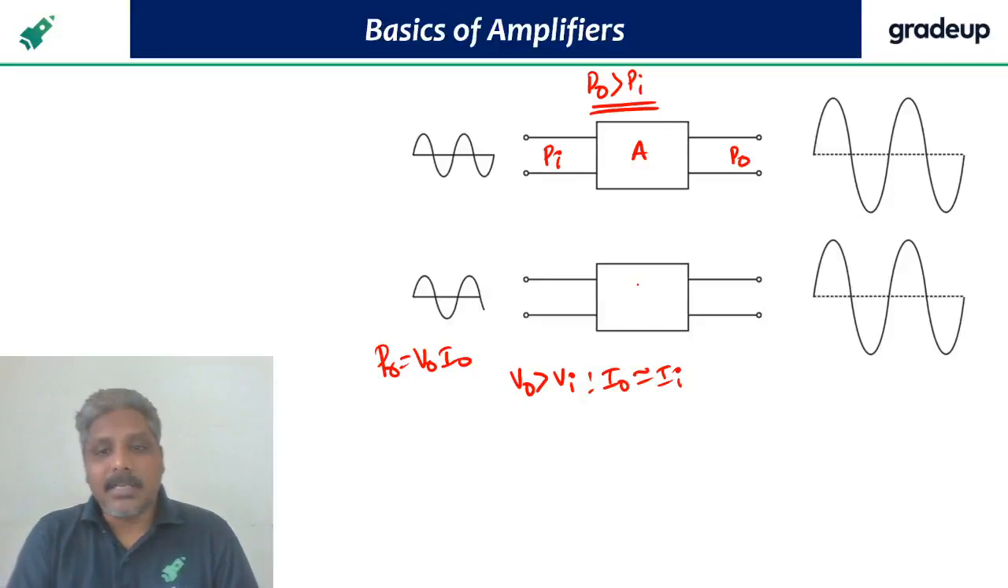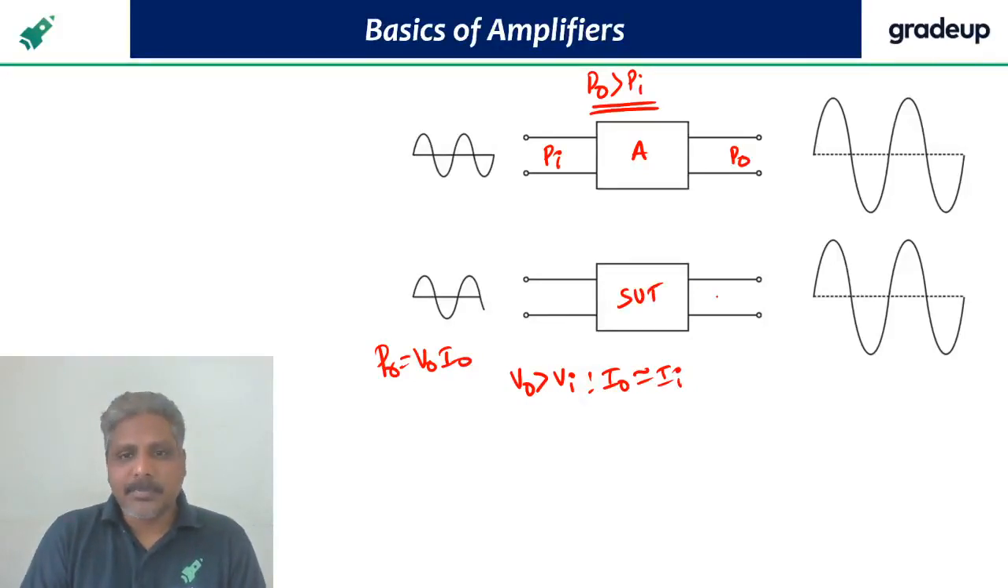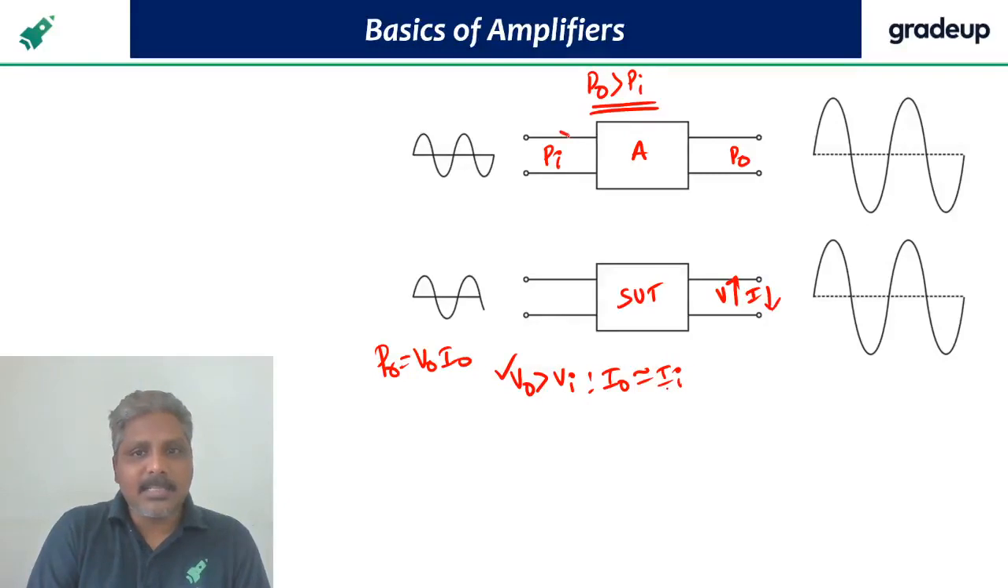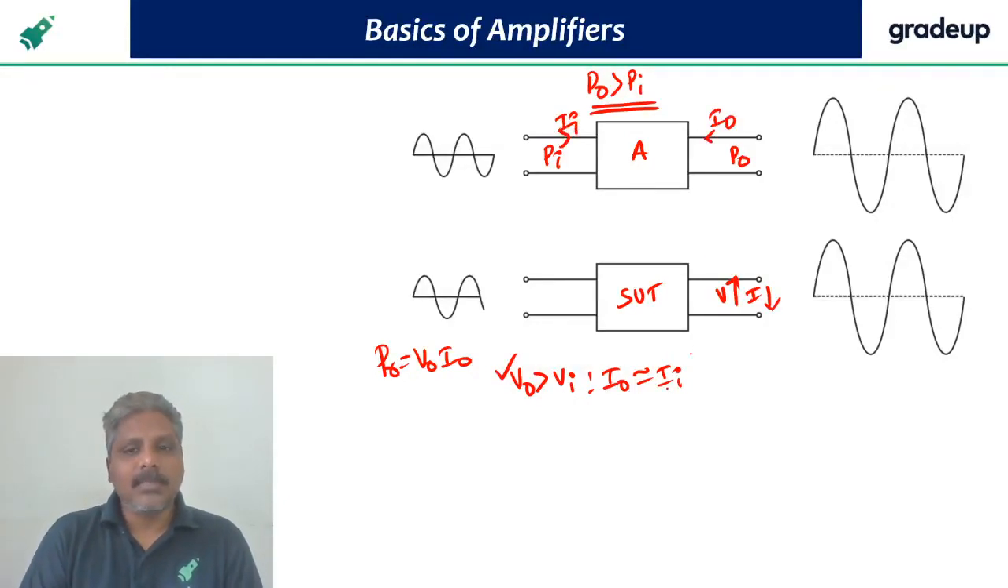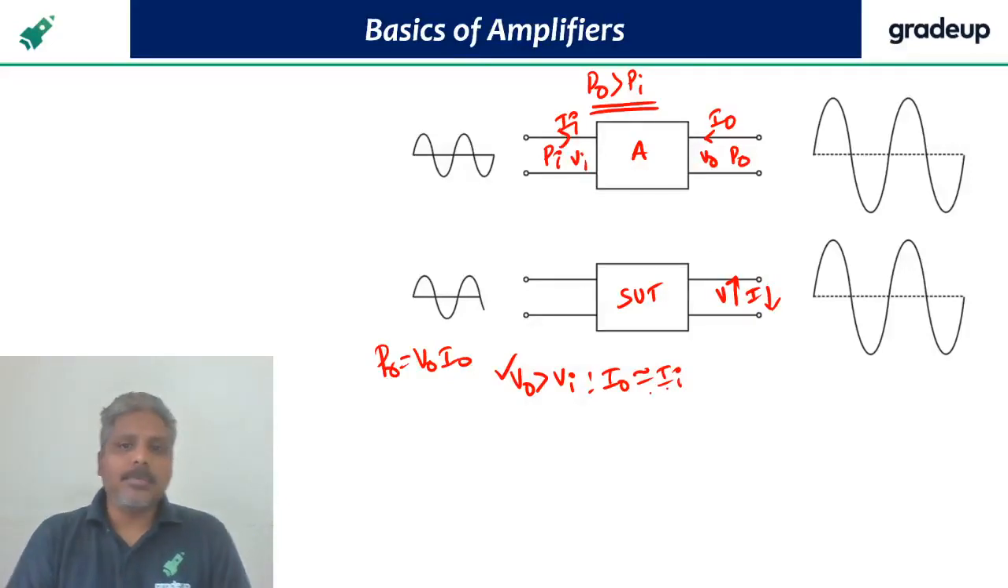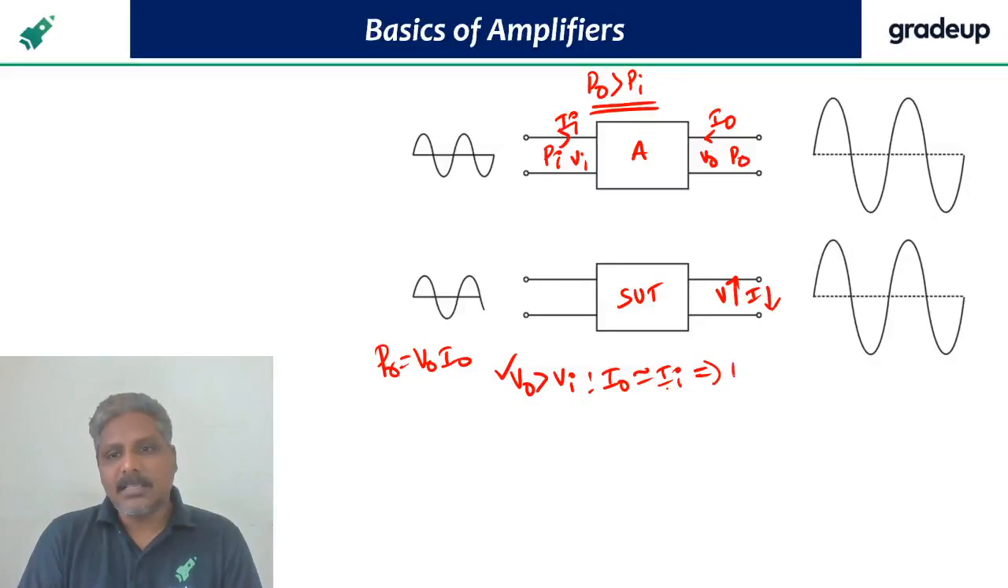Not like a transformer. In a transformer, what happens? Step up transformer, step down transformer. If voltage increases, obviously current decreases. But here, voltage is increased, but current is not decreased, at least maintained. This current is the same as the input current, if at all, and the voltage is higher than the input voltage, then output power is higher. So if this is the case, PO greater than PI happens.